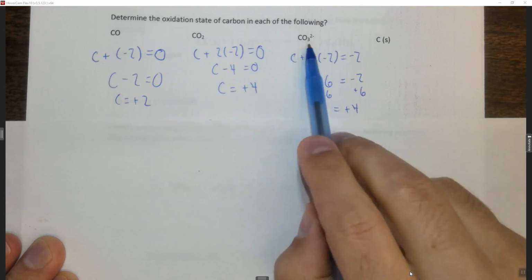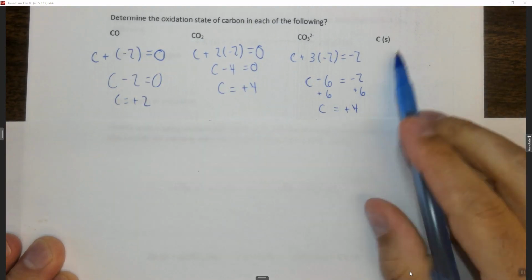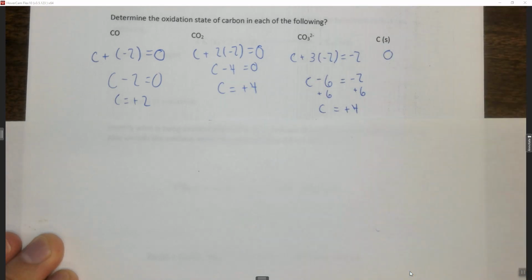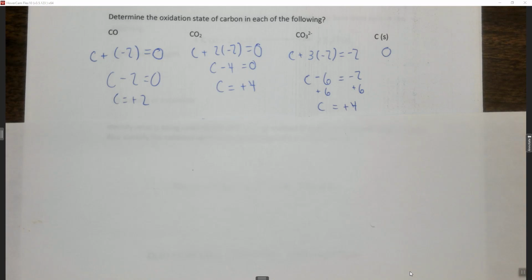So carbon is +4 in both of these two examples, but it's +2 in this example. Here you have carbon as an element. The oxidation state of elements is always 0. So here the carbon is 0. So this is how we can find the oxidation state on the element other than oxygen, in this case carbon, in different examples.